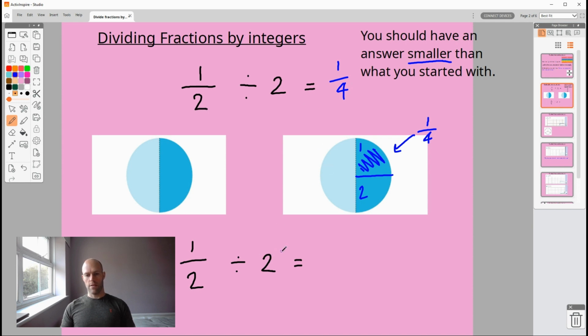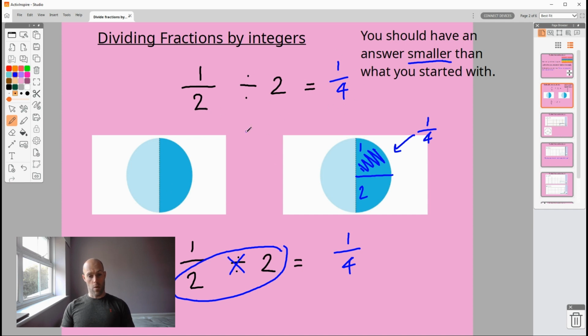But the method is to draw a ring around these bits and change the sign. So draw a ring around just the denominator and the integer, change the divide to multiply, leave this alone because you still want one part of it. Then you've got 1 over 2 times 2, which is 4. And you'll see you've got the quick way of getting the same answer.